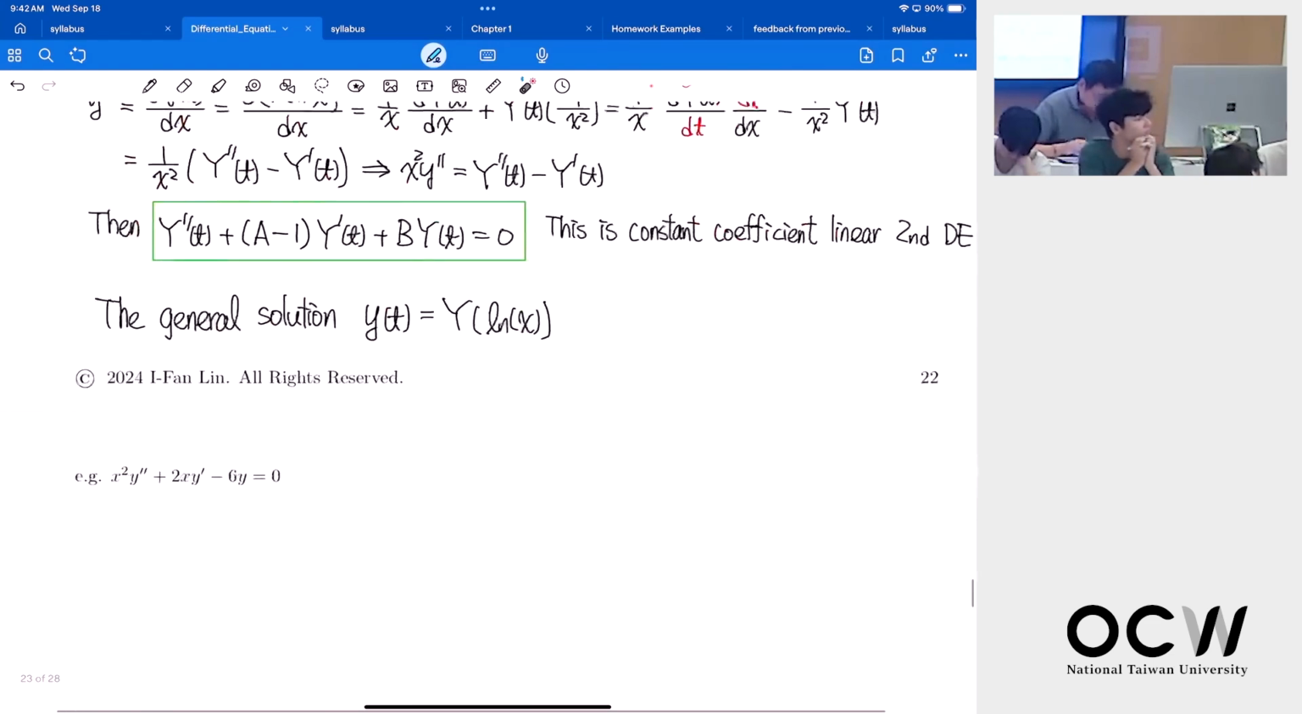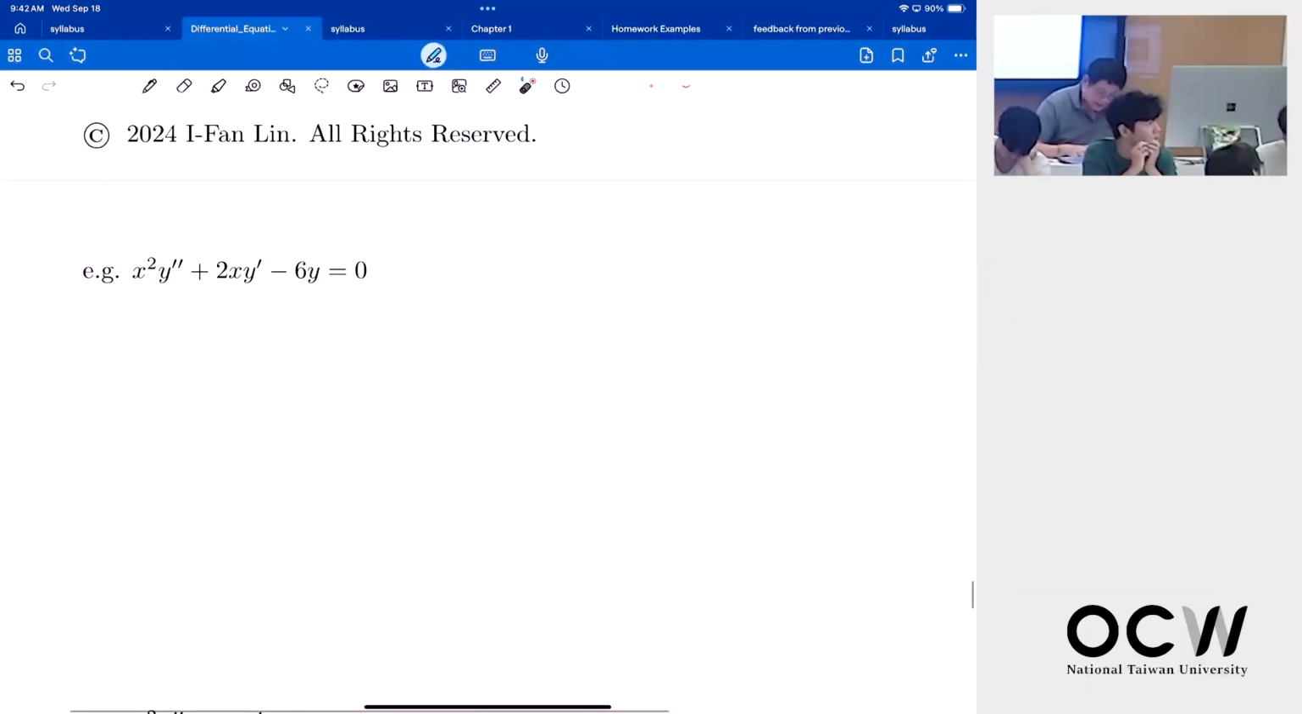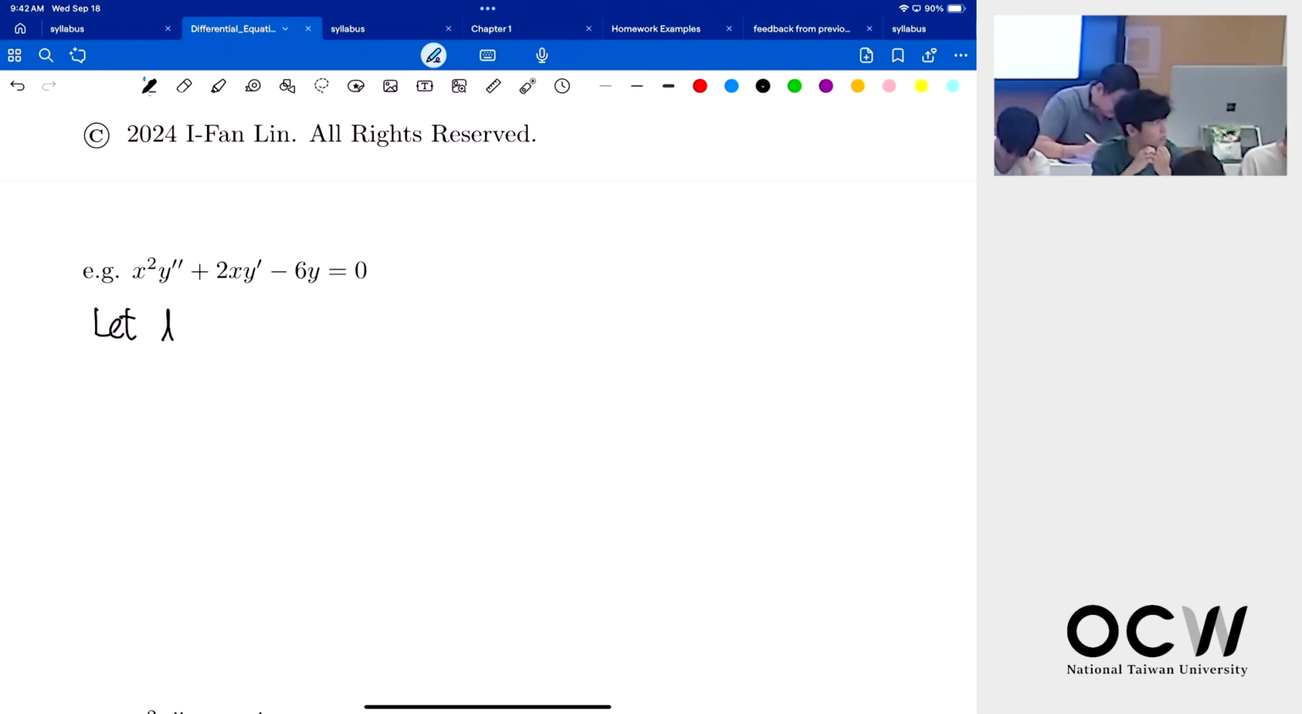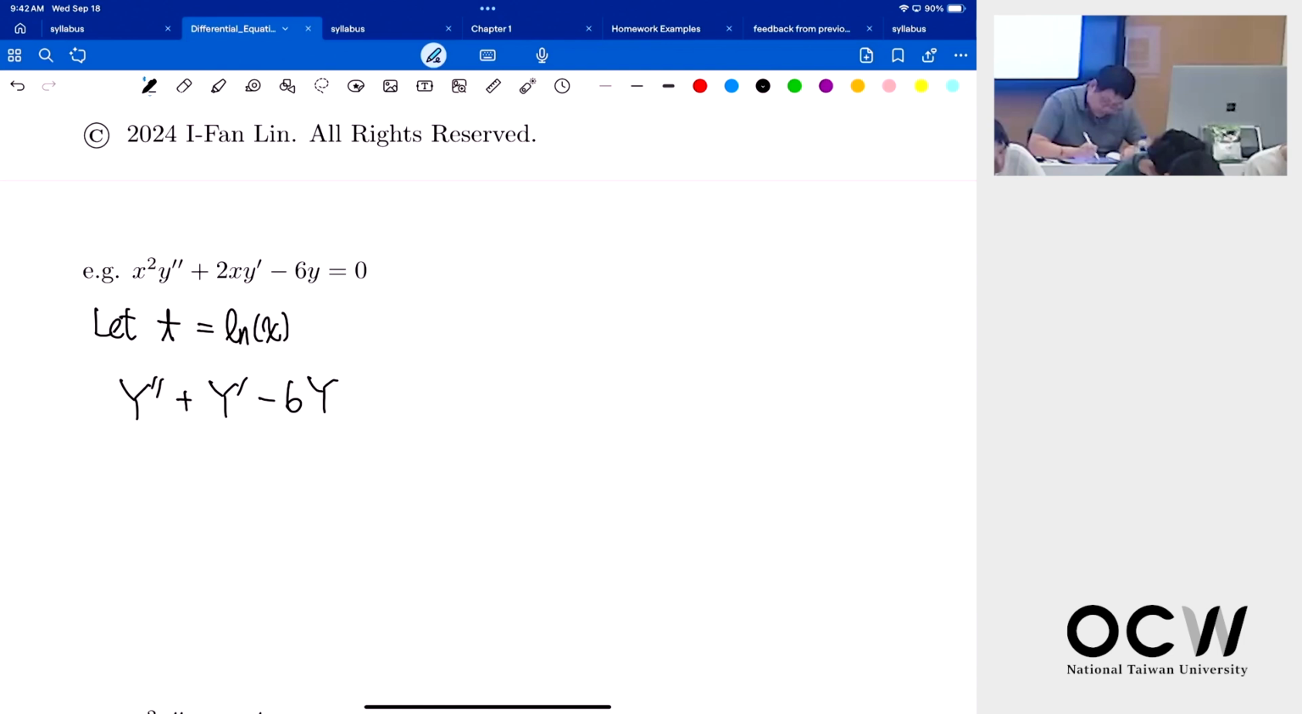So let's see several examples. First one, we see x squared y double prime, and x times y prime. And also here we have constant coefficients. So it is an Euler equation. So we just do the change of variables, t equals natural log of x. And you will get capital Y double prime plus Y prime minus 6Y equals 0.